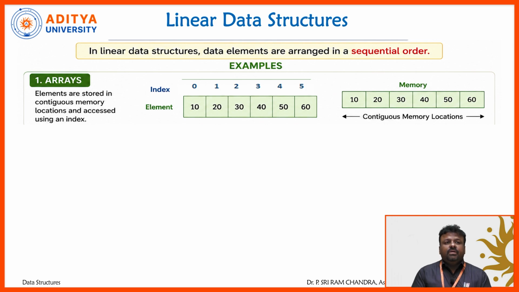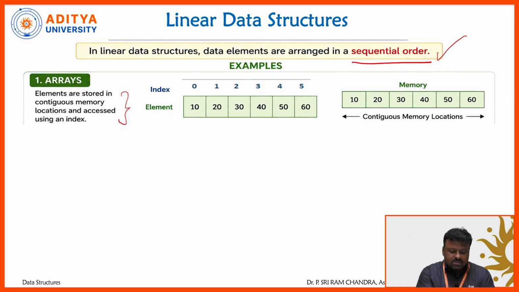Coming to a brief about arrays, elements are stored in contiguous memory locations and accessed using an index. This is the beautiful property of an array. And moreover, in linear data structures, data elements are arranged in a sequential order. The words sequential order and contiguous memory locations correlate with each other.